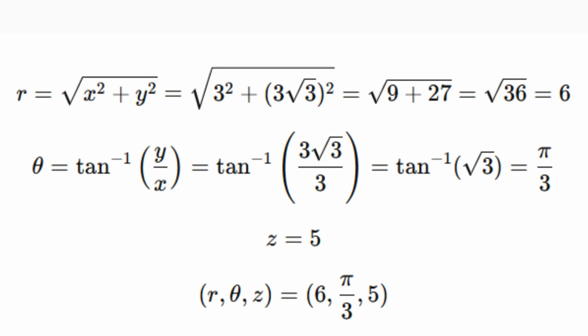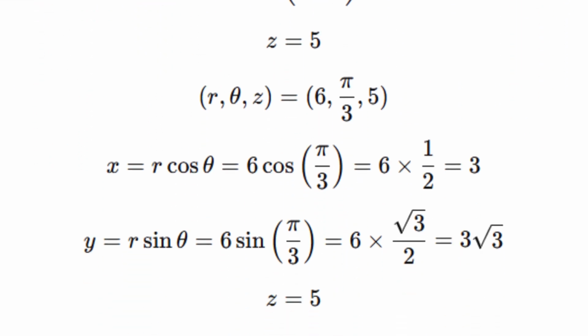Then comes theta. Putting the values of y and x, we get that theta is equal to pi by 3 in radians, in degrees, it is 60 degrees. And as we have already said, the cylindrical coordinate system shares the z coordinate with the Cartesian coordinate system, so we don't need a complex formula to find the value of the z coordinate. z is equal to 5. So the coordinates in the cylindrical coordinate system (r, theta, z) are (6, pi by 3, 5).